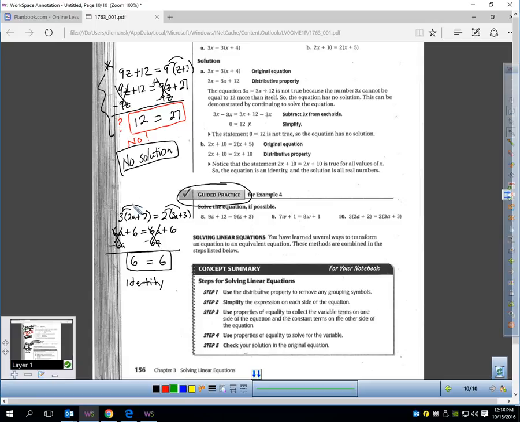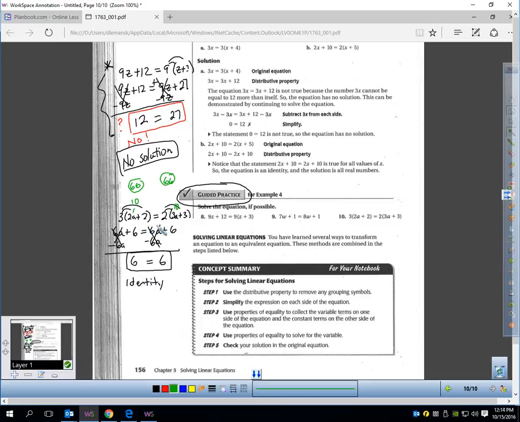Let's pick 10. If I put a 10 in here, 2 times 10 is 20. 20 plus 2 is 22. And 3 times 22 is 66. If I put a 10 over here, I'm going to get 3 times 10, which is 30. 30 plus 3 is 33. And 33 times 2 is also 66. I can plug in anything I want, and it's going to make this a true statement.